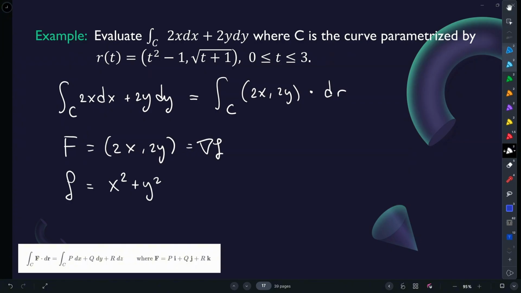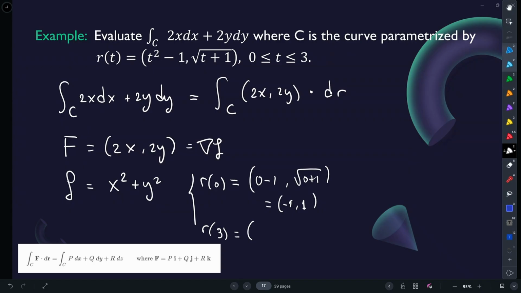This is great. I can use the fundamental theorem of line integrals. I just have to figure out what is the value of this little f at the beginning and at the end of my path. At 0, I'm at 0 minus 1, comma, the square root of 0 plus 1. So I'm at minus 1, 1. And at 3, I'm at 9 minus 1, 8, comma, 3 plus 1, 4, square root 2.